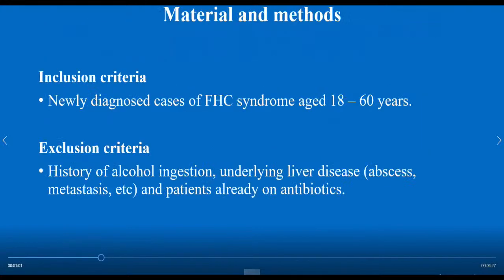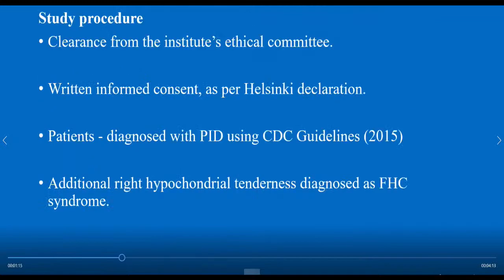The inclusion criteria of our study were newly diagnosed cases of FHC syndrome aged 18 to 60 years. The exclusion criteria were history of any alcohol ingestion, underlying liver disease such as liver abscess or metastasis, and patients already on antibiotics. The study procedure comprised of taking clearance from the institutional ethics committee, followed by taking a written informed consent as per Helsinki Declaration from all the patients.